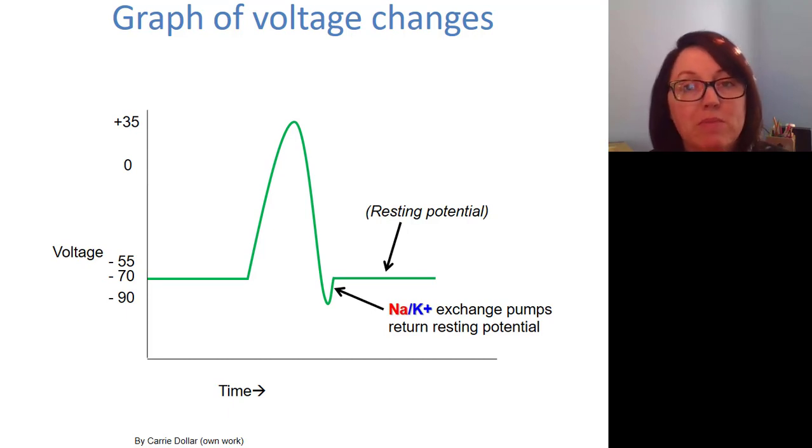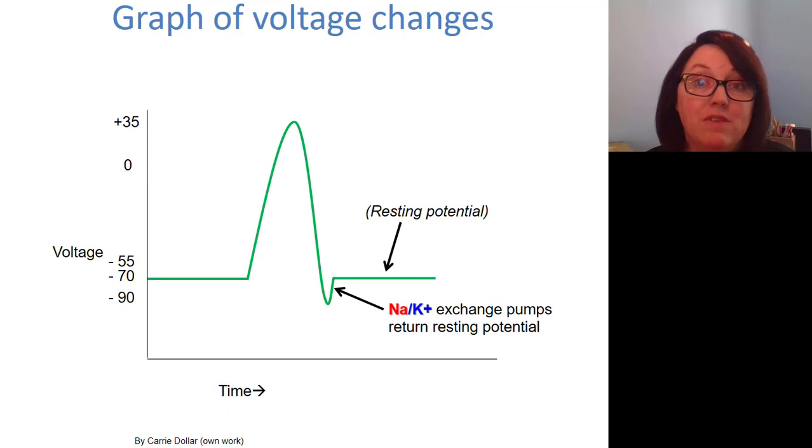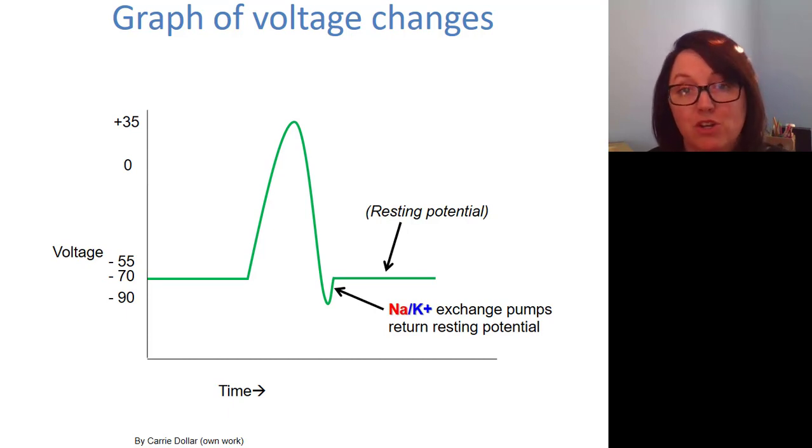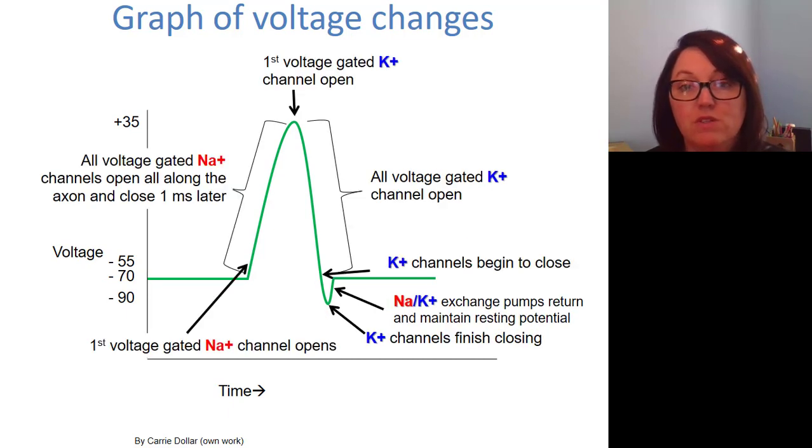While we're moving the sodium and potassium back into their correct positions, we're also going to correct that voltage back to negative 70, right? So we'll fix everything by using these sodium-potassium exchange pumps. And then we're back to negative 70, which is our resting membrane potential. So this is all of those changes that we just saw put together on one graph.